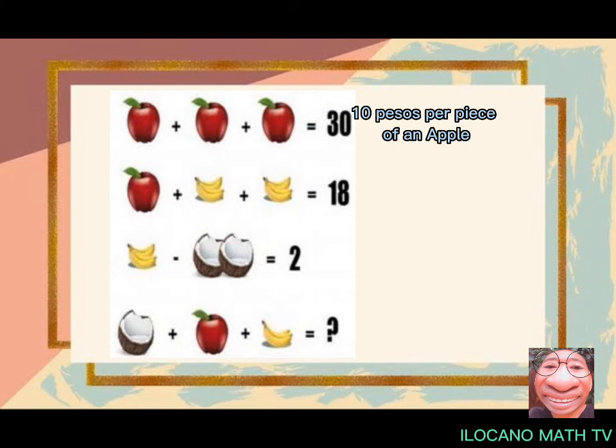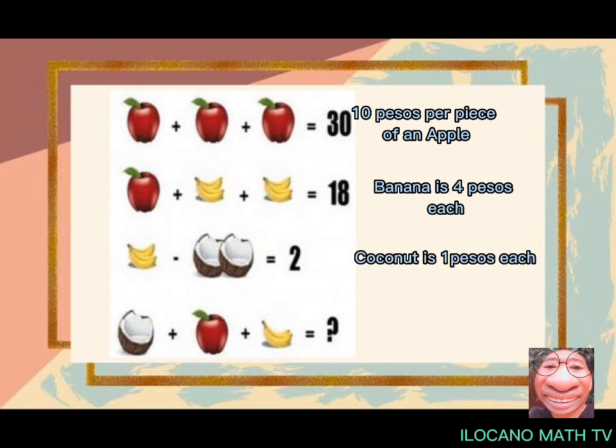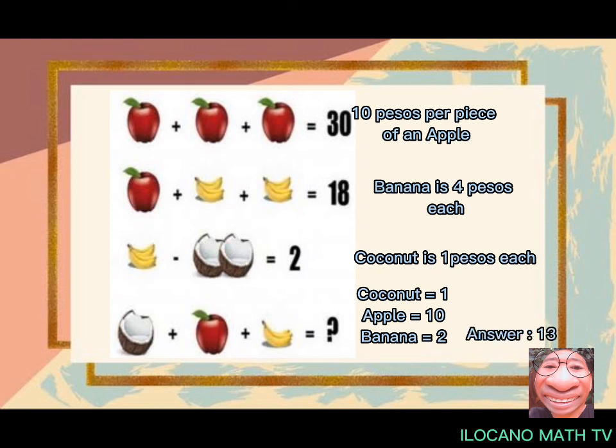Sa first line, 3 apples siya is equivalent to 30, kaya 10 pesos per piece of an apple. Sumunod is apple plus banana is equal to 18. Therefore, banana is 4 pesos each kada piging. Sumunod naman, banana minus 2 coconut is equal to 2. Therefore, coconut is 1 pesos each. Ang sagot dito sa huli is 13.